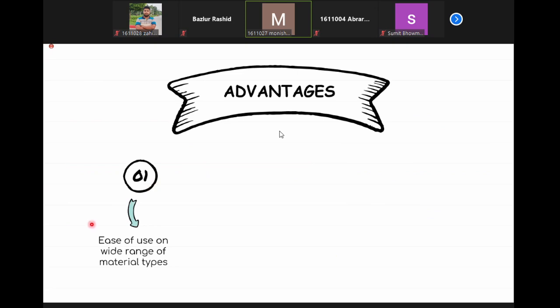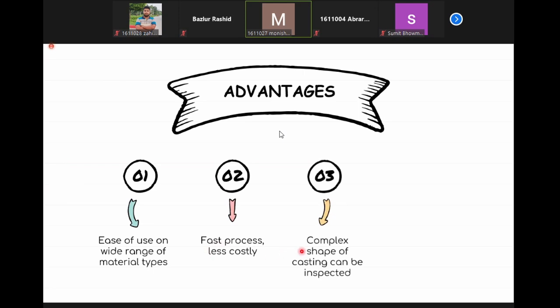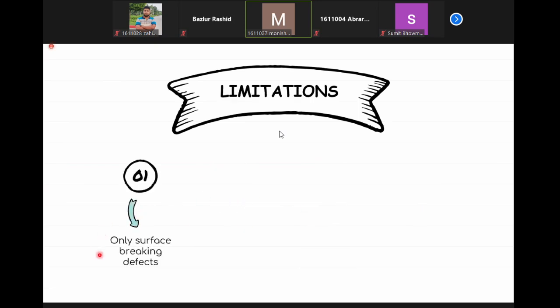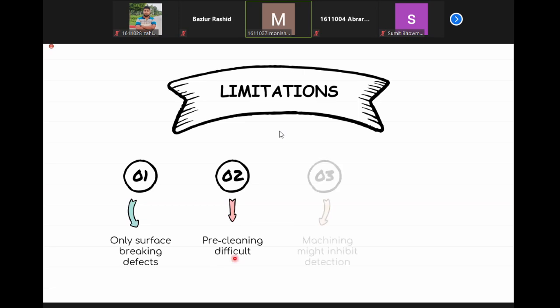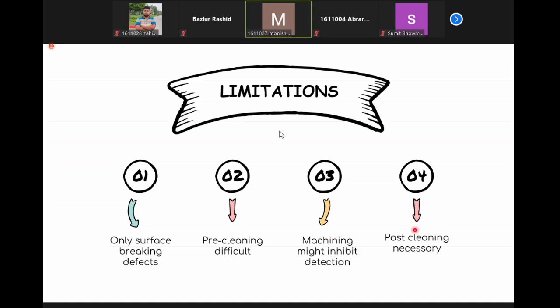Advantages of this process are that it can be used for a wide range of materials. It is fast and less costly, complex shapes can be inspected, and it is portable. We can use it both in the lab and in the field. Limitations are that only surface-breaking defects can be detected here. Those that lie beneath the surface remain undetected. Pre-cleaning is a must; if the surface cleaning is not good enough, the spreading of the dye could go wrong. Machining may inhibit detection, and finally post-cleaning is necessary.